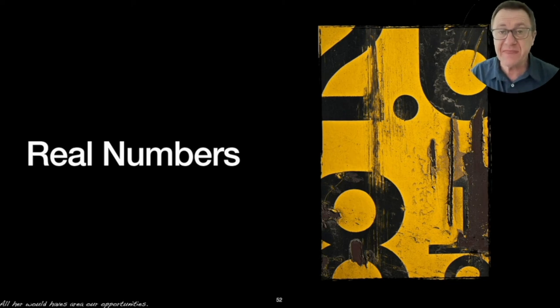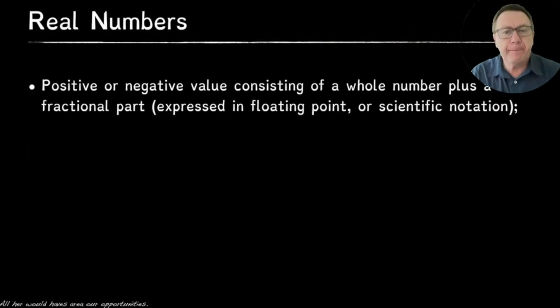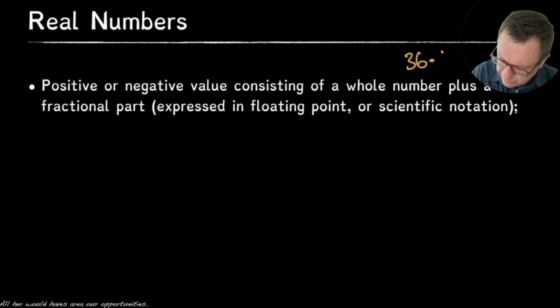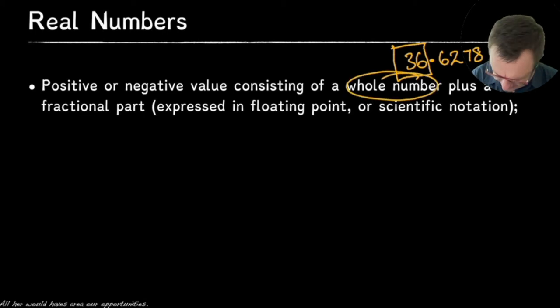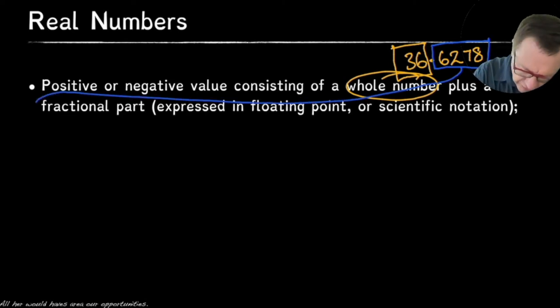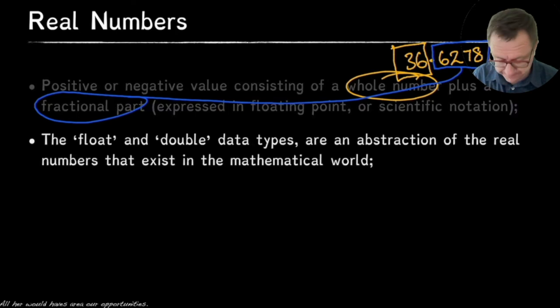Real numbers. This is where computing can get really interesting, okay? So what do we mean by real numbers? A positive or negative value consisting of a whole number plus a fractional part. Let's have a look at what I mean. So 36.6278. Okay, consisting of a whole number, and then consisting of our fractional part. So these are real numbers.